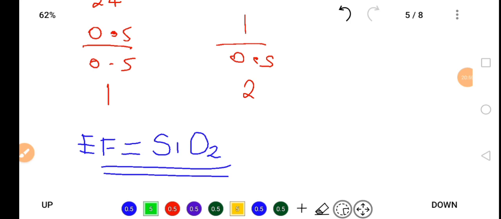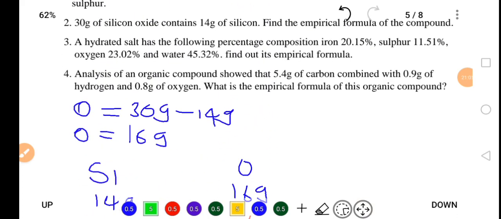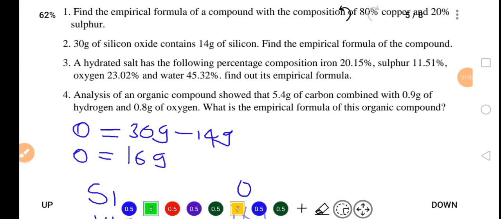What else? Do we have another question on empirical formulas? Let us do the last one. The last one, and then the fourth one will be your question. You can answer it on your own because I have guided a lot.